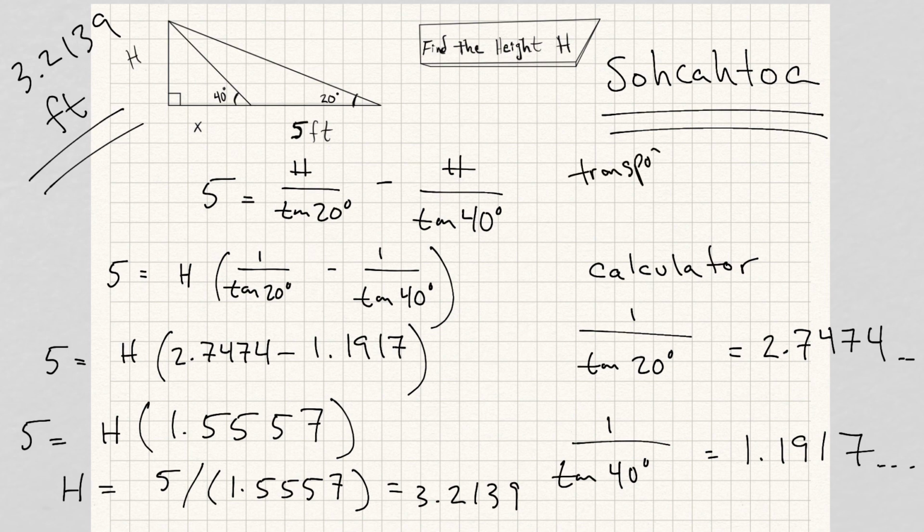This is one of my favorite things that comes from Vedic math: transpose and apply. It's basically learning how to move things across an equal sign. It makes it a lot easier. Once you know how to do that, your algebra becomes a lot easier, and you're able to tackle these trigonometry problems a lot easier.